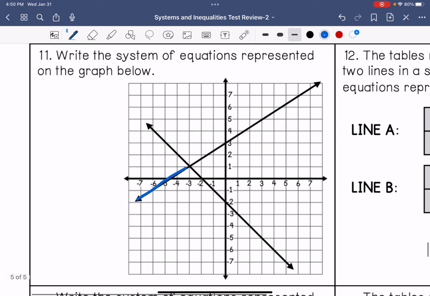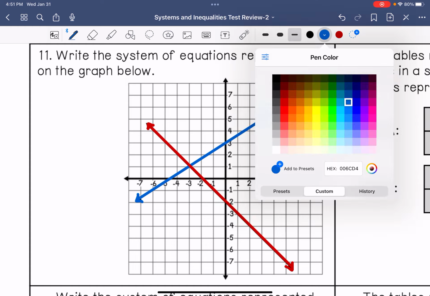Well, we have two lines. We have one line up here and one line up here. So we need two separate equations. We can use our calculator to go ahead and find these equations, or we can do it by hand, but we're going to go ahead and use a calculator. So I'm going to start with this blue line, and I'm going to identify any 2 points on the line. And I'm going to mark them.